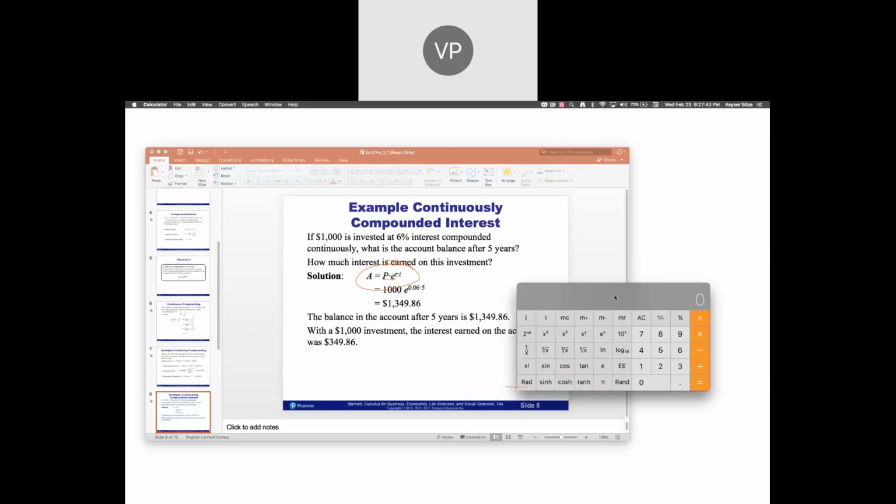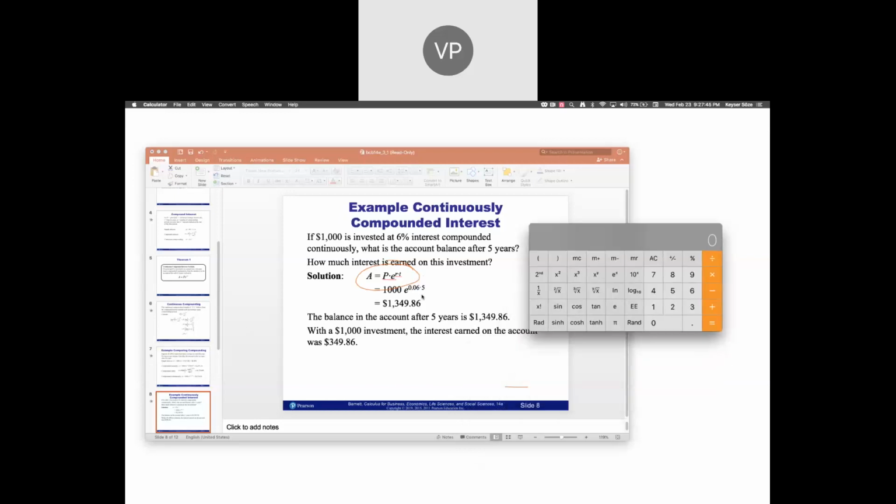That's what a lot of this section is about. So remember my style here. I'm going to calculate the power first, 0.06 times 5. So that right there is the power of E. So I hit this EVX button. I then multiply it by the front number, the 1,000. Now, it's always 1,000 in these examples, but your principal can be anything. And we get $1,349 and round that to 86 cents. That's what they have. Notice you don't round anything until the very, very end.